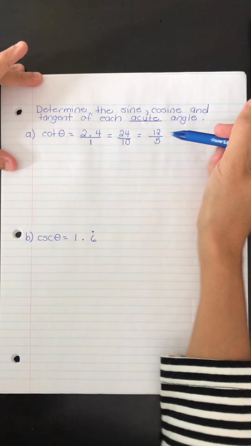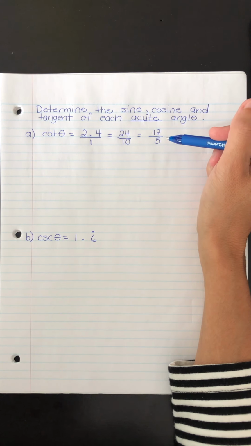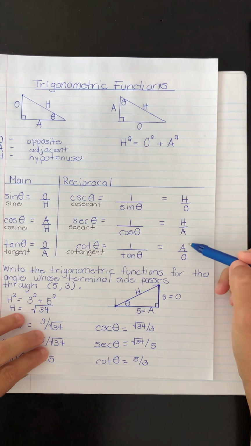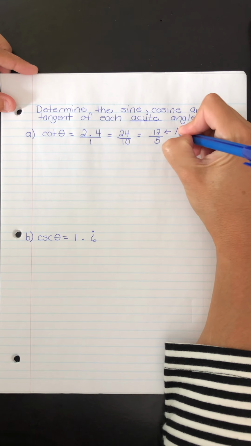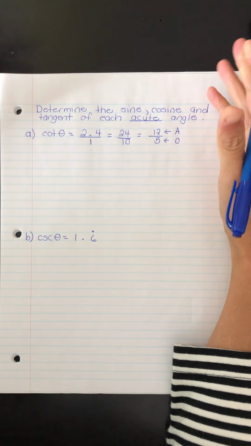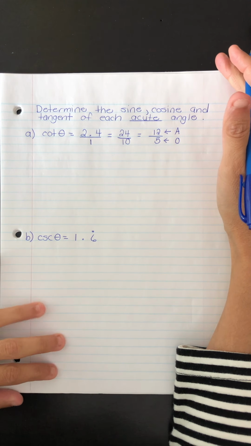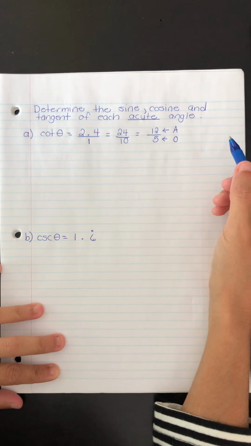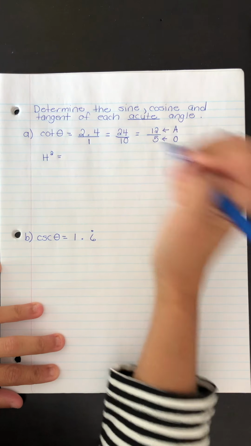Okay, anyway, now that we've got the correct fraction in its lowest terms, we know that cotangent, remember, is A over O. So I know now that the adjacent side length is 12 and the opposite side length is 5. And I could draw this if I want. Or I can simply note that all I need to complete the problem is to figure out the length of the hypotenuse. And how can I do that?